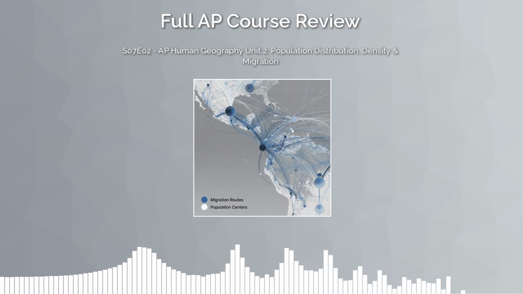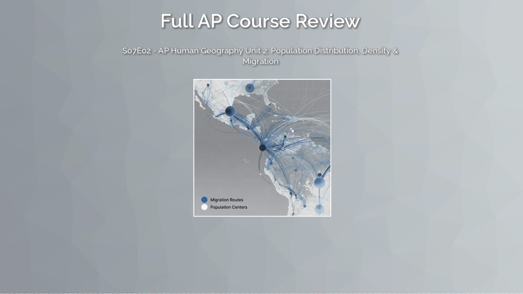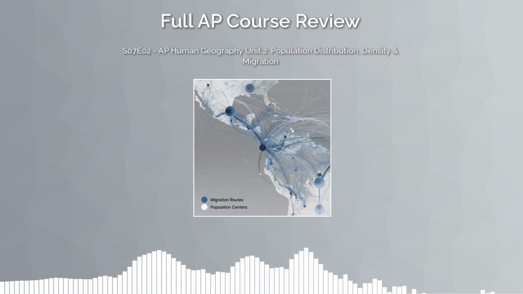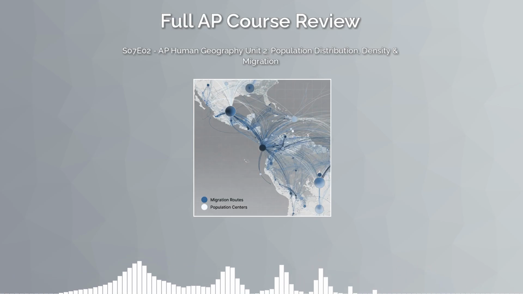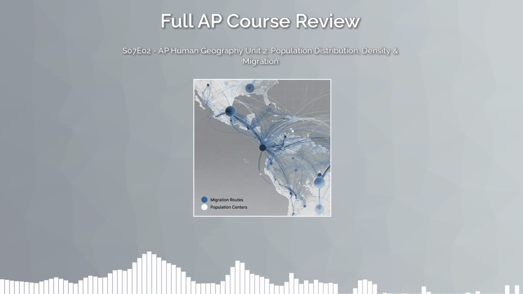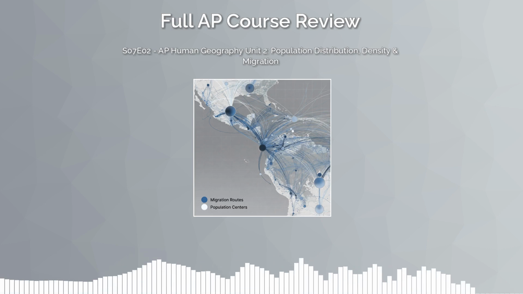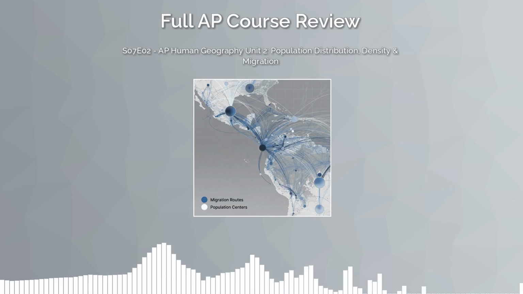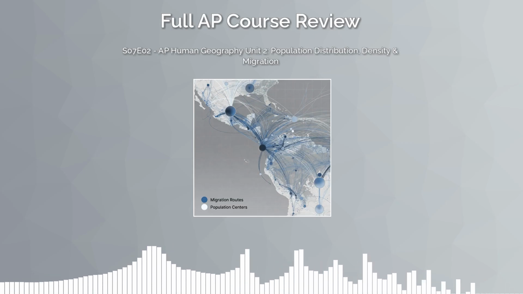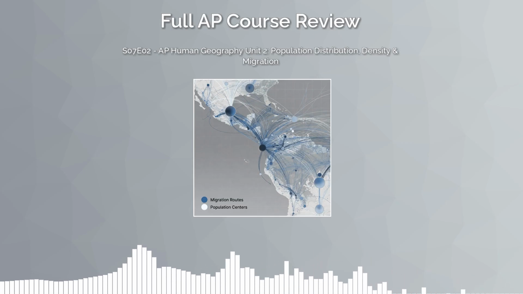Countries with IMRs below 10, like Japan or Norway, are highly developed. Countries above 50 face significant development challenges. Life expectancy at birth is the average number of years a newborn can expect to live given current mortality conditions. Both IMR and life expectancy connect directly to Unit 7 on development when you start comparing HDI components.